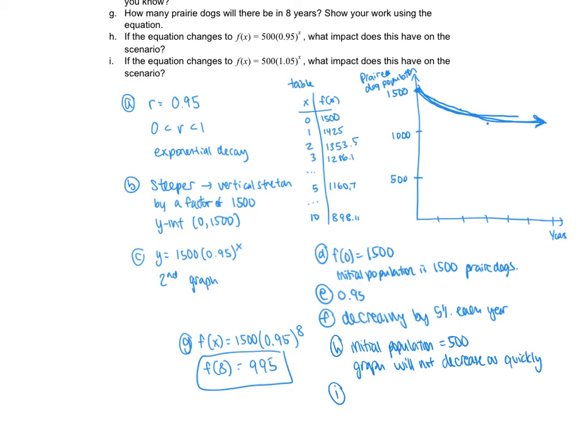And I says if the equation changes to 500 times 1.05 to the power of x, what impact does this have? So what changed is the rate, and the b value is now bigger than 1, so this will be an exponential growth because the b value is 1.05, so it's an exponential growth by 5% each year.